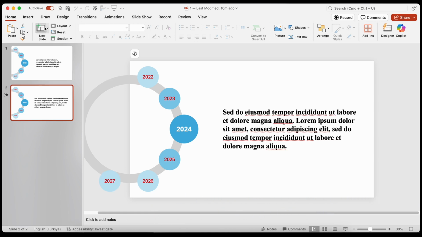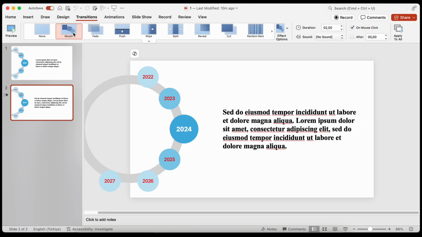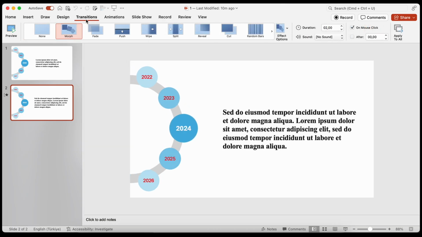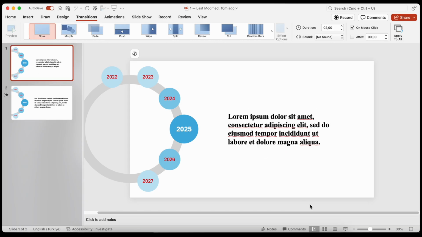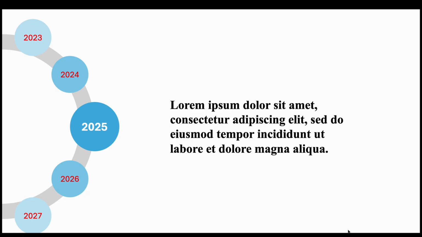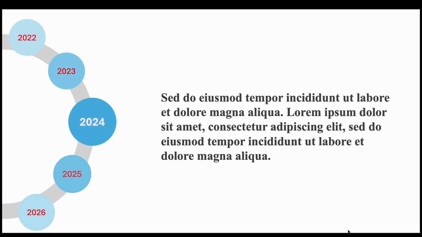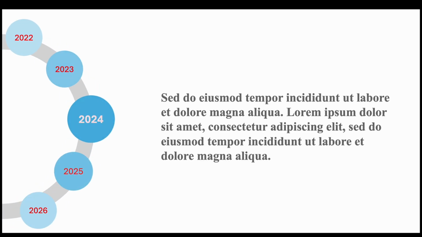The morph transition creates cinematic motion by recognizing identical objects across slides and animating their change. Morph is perfect for showing changes in data, zooming into parts of a graphic, or shifting focus.